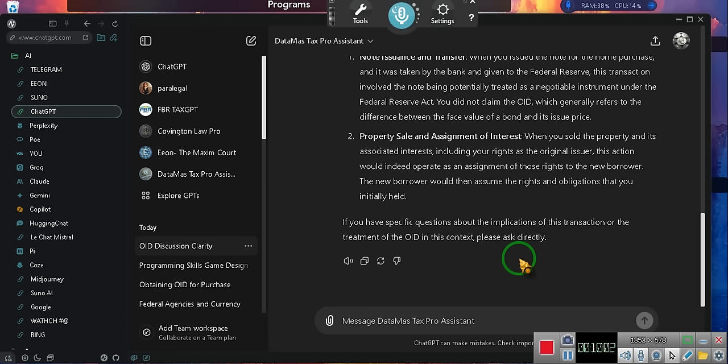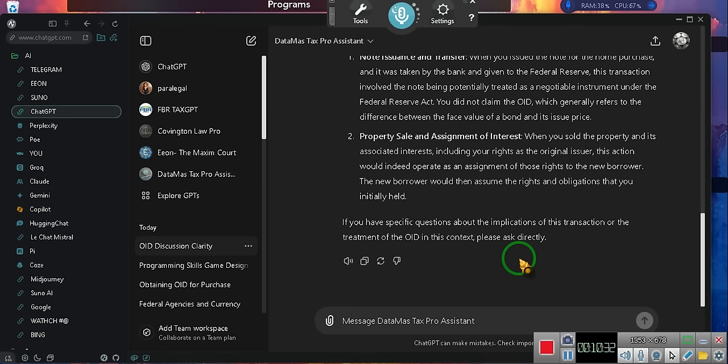Ladies and gentlemen, let me explain something to you. The previous owner did not claim the OID on your property. You have the right to claim the OID. Because when you purchased that property, let me give you the scenario. When you purchased that property, you purchased all the rights associated with that property, because there was no restriction on those rights. No one said, well, I'm going to retain the rights to the OID. You did not see that in any written form whatsoever.